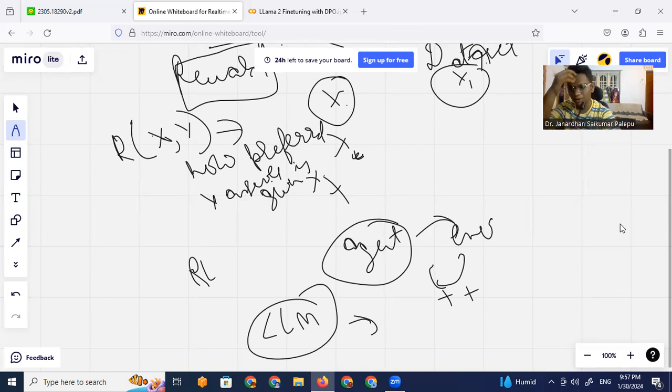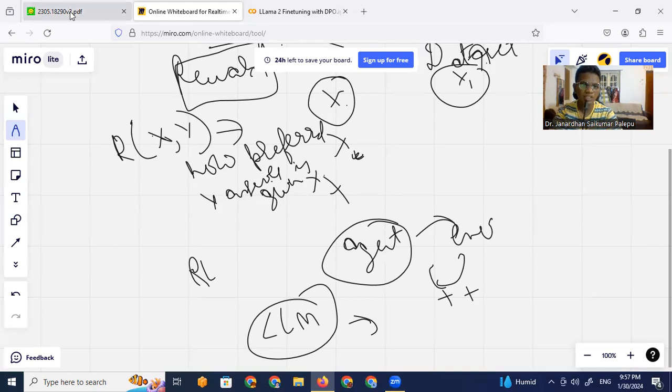We have already previously trained this reward function. This LLM will try to gain more reward from this reward function. That is its goal. And in order to gain more reward, the model will update its weights. The model's internal parameters will be updated in order to gain more reward. This is the overall process of RLHF.